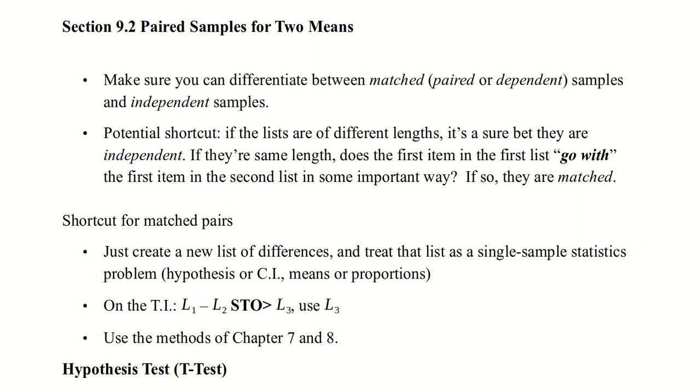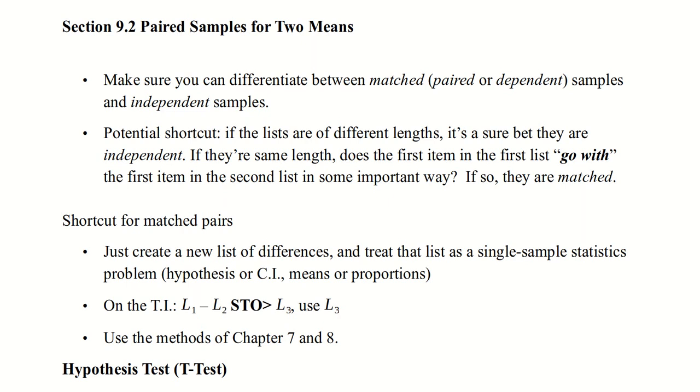Now there are some shortcuts here. First off, if the lists are of different lengths, if you've got a different number of one thing and another, they are in no way matched. They have to be independent. Now, if they are the same length, if you have as many of each sample, you then have to ask the question, can you match? Or is there an element that goes with each of the first list with each of the second?